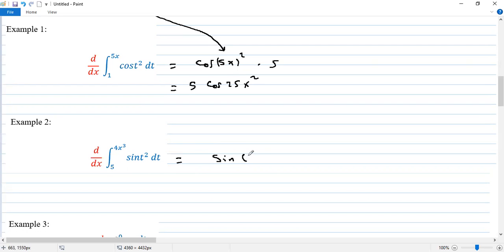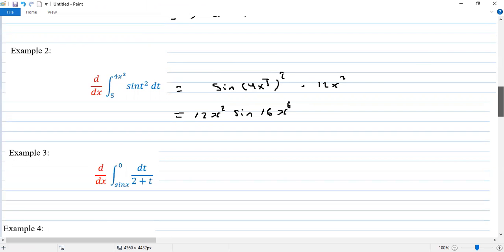So we have 4x cubed. Here t is x, but squared, times the derivative of 4x cubed. What is the derivative of 4x cubed? 12x squared. So the answer will be 12x squared first, then sine of 4 squared, which is 16, and x cubed squared is x to the power 6. The answer will be 12x squared sine 16x to the power 6.